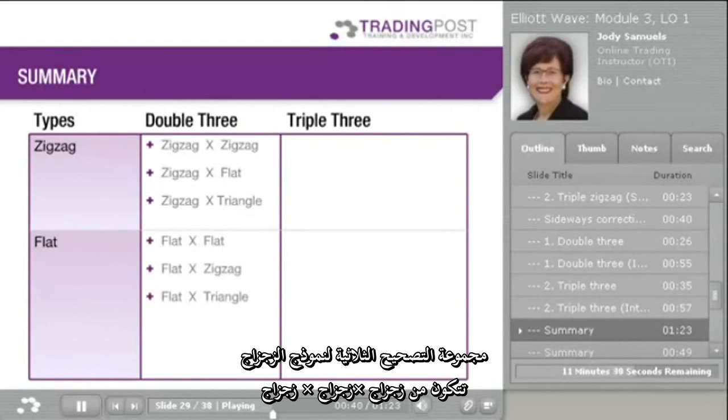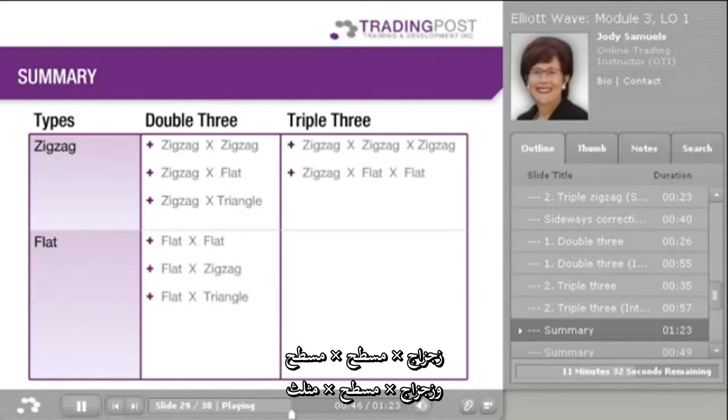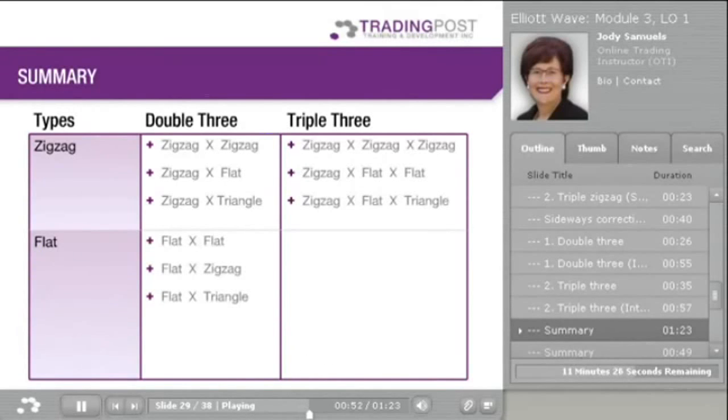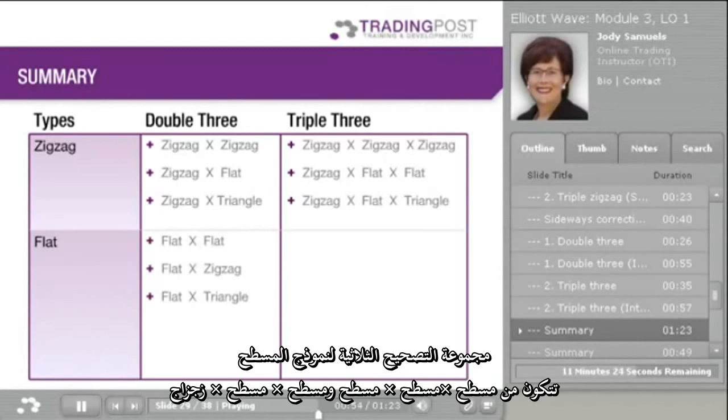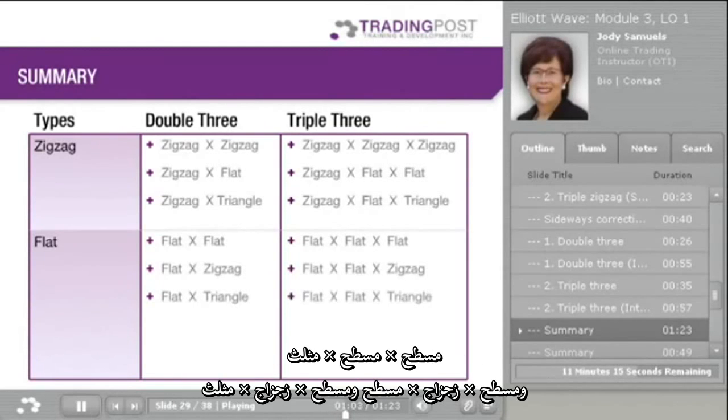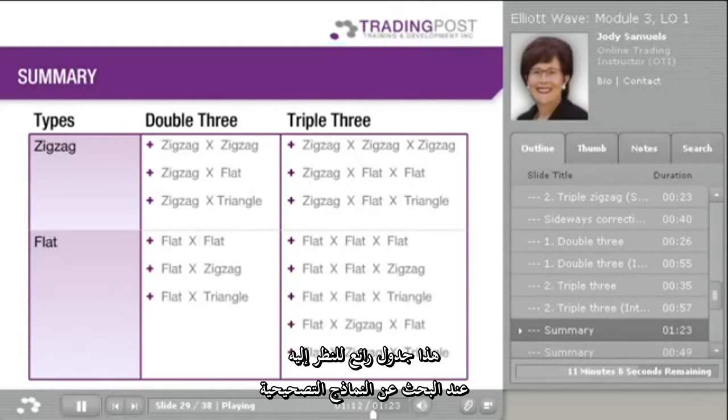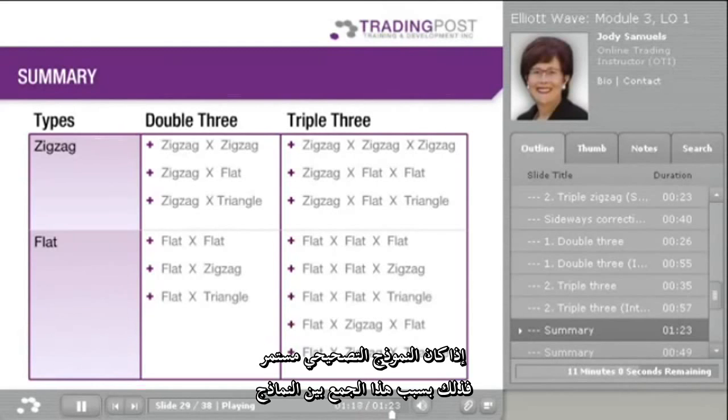Possible zigzag triple three combinations are zigzag-zigzag-zigzag, zigzag-flat-flat, zigzag-zigzag-flat, and zigzag-flat-triangle. Possible flat triple three combinations are flat-flat-flat, flat-flat-zigzag, flat-flat-triangle, flat-zigzag-flat, flat-zigzag-triangle. This is a good chart to keep in front of you when you are looking at corrective patterns. If a corrective pattern seems to go on, it is because of these combinations.